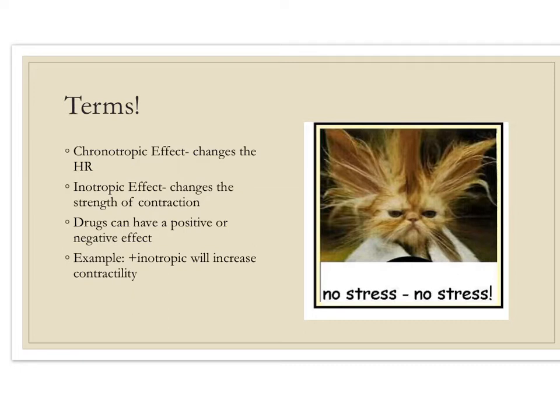Just a few terms that might be used throughout the Explain Everything that you need to make sure you have a grip on. Chronotropic means it affects the heart rate. So if it has a negative chronotropic effect, it will slow the heart rate, for instance. Inotropic means that it affects contractility. So if I say that it has a negative inotropic effect, that means it will decrease contractility. Okay? Very good.